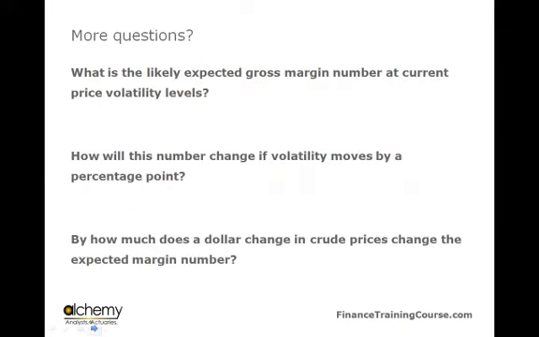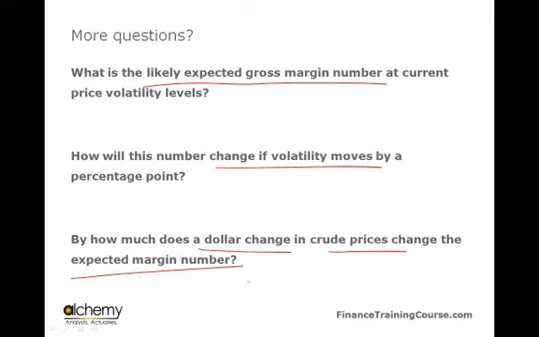Next set, what's the likely expected margin number at current price levels? How would this number change if volatility moves by a percentage point? How much does a dollar change in crude prices change the expected margin number?